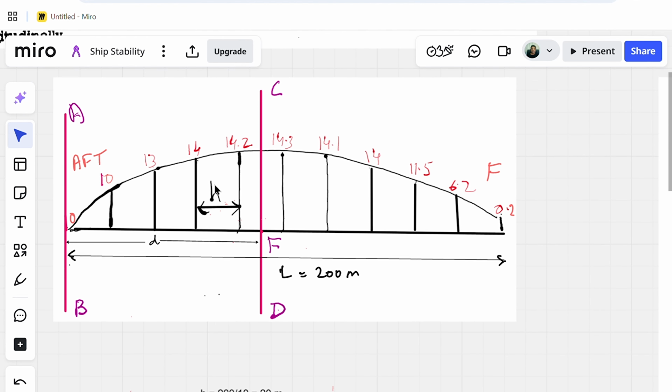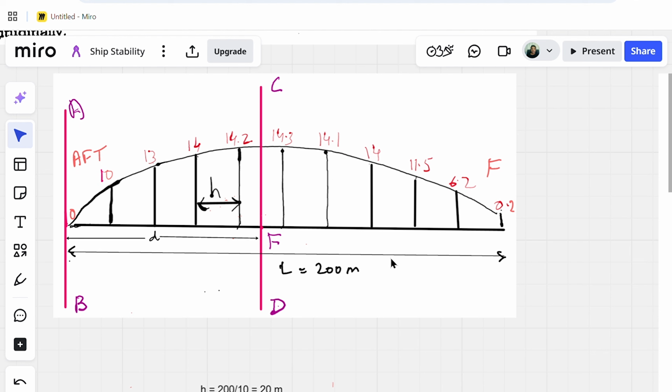A simple sketch makes it easier. This is the sketch of the water plane, half water plane, because we have been given half ordinates. These are half breadths or half ordinates of the water plane. This is the aft part and this is the forward part. So I have marked the half ordinates, starting from aft: 0, 10, 13, 14, 14.2, 14.3, 14.1, 14, 11.5, 6.2 and 0.2.